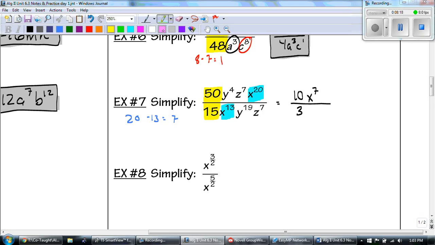My y's, let's find all my y's. I got 1, 2, the bottom wins. The bottom wins. 19 minus 4 is 15. So we have y to the 15th. And then my z's cancel out.